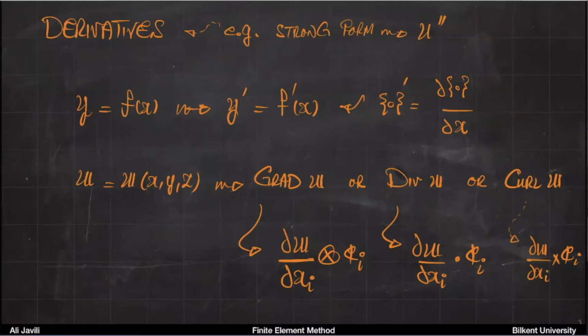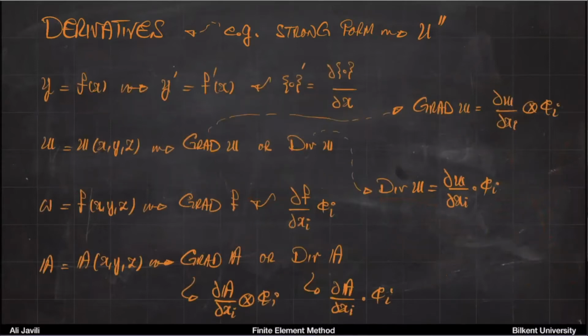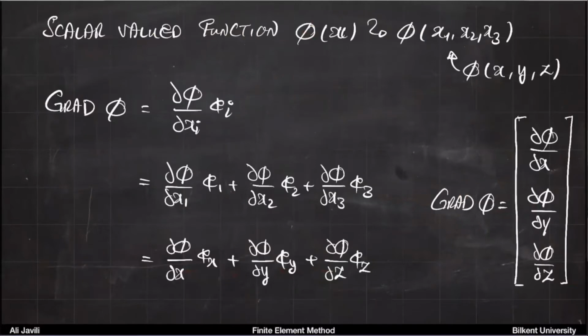And for instance, if you think of a vector u, you can think of three types of derivatives for that. It could be a gradient, it could be a divergence, it could be a curl. We don't talk about curl in this course, but gradient and divergence of a vector are important. And also, if you think of a matrix or a second order tensor, you can think of a similar story. So you would also have gradient and divergence of that.